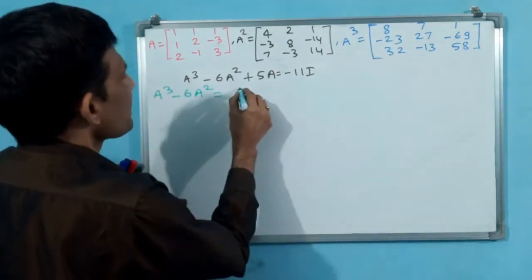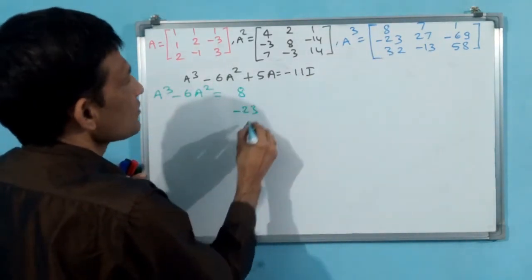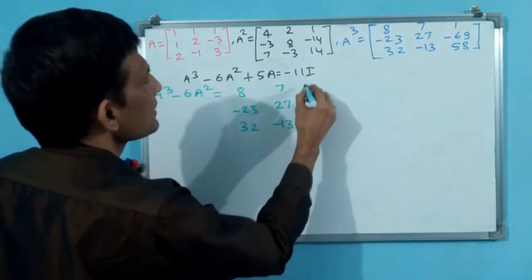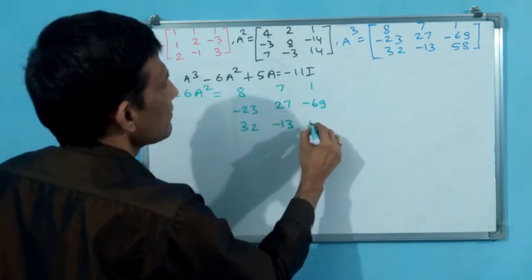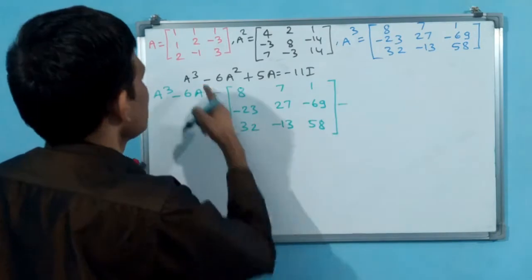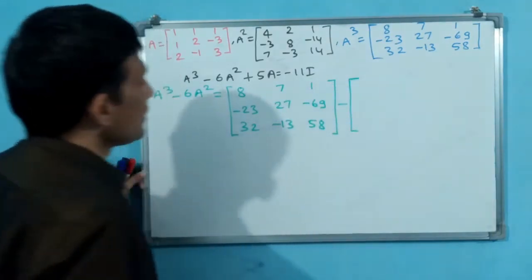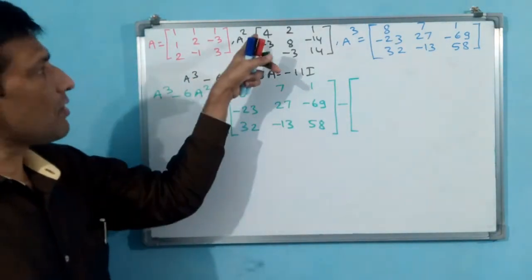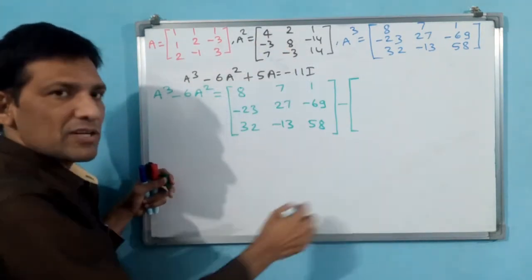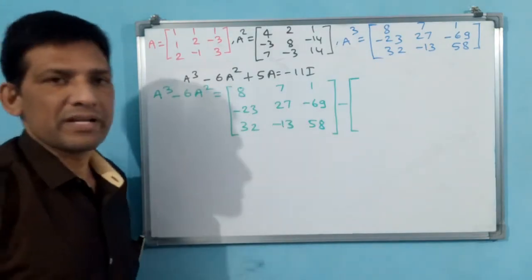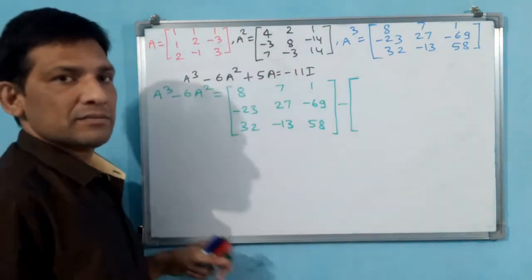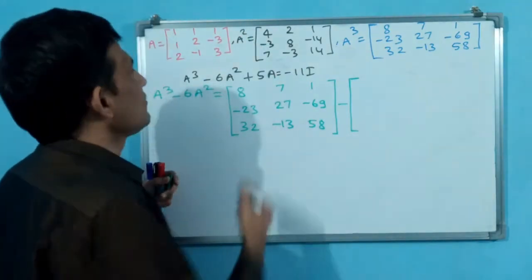a cube is there. 8 minus 23, 32, 7, 27, minus 13, 1, minus 69, 58. Minus 6a square. Wait. a square, we know 6a square means all you have to multiply with 6. See, rather than writing 6 outside, one step, another step, directly I am writing. If you want, you can write directly, or else you do 6 into something, again next expansion. Okay, directly I am expanding.